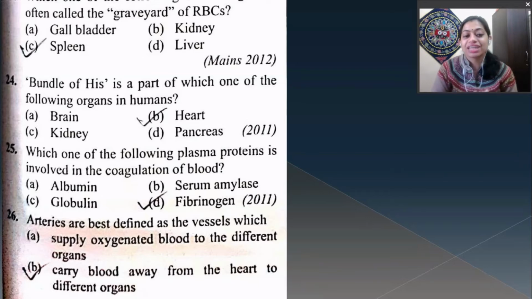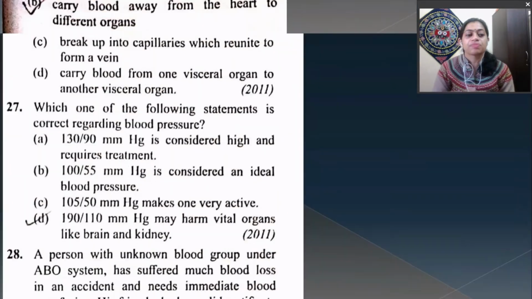Arteries are best defined as the vessels which carry blood away from the heart, because pulmonary artery is different, so carry blood away from the heart to different organs. So mainly artery is best defined as this option B.